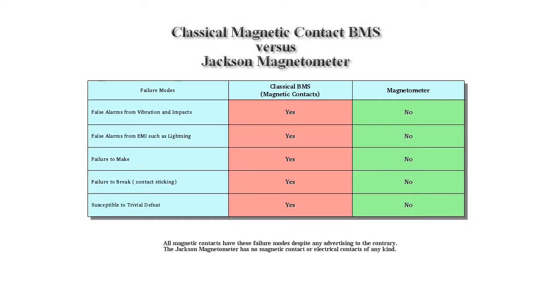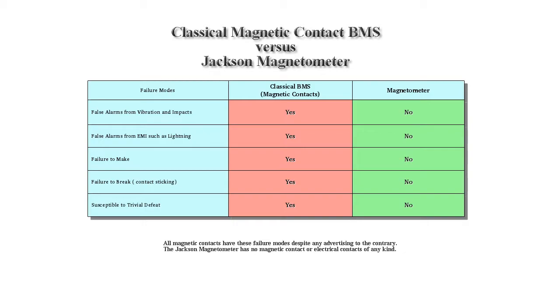Now, we compare the classical BMS failure modes with the Jackson magnetometer. The failure modes in the table are false alarms from vibration and impacts, false alarms from EMI such as lightning, failure to make, failure to break or contact sticking, and susceptibility to trivial defeat. All magnetic contacts have these problems despite any advertising claims to the contrary.